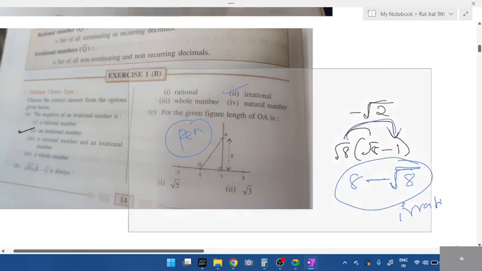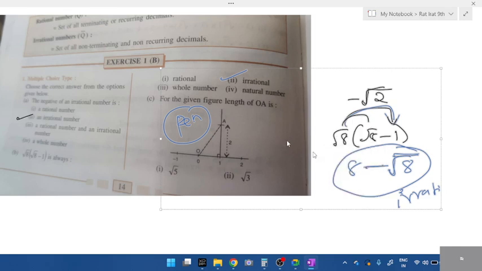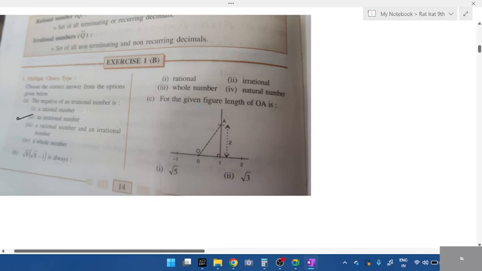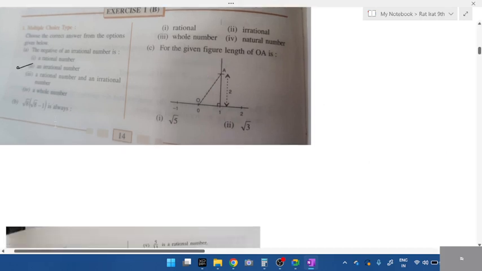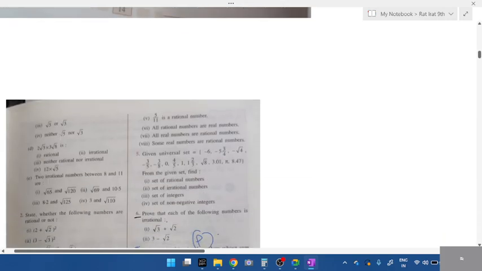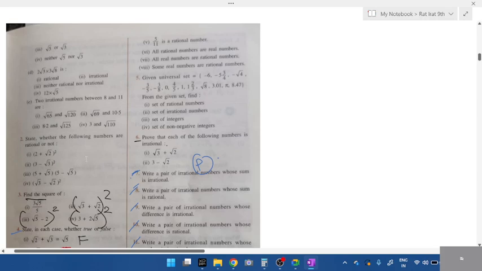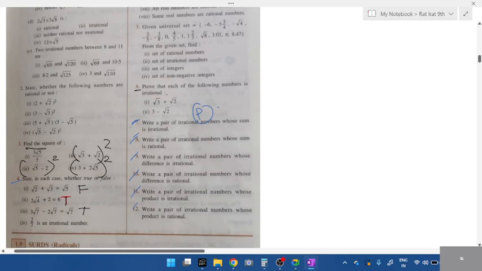Look at the second exercise. In the second exercise, second question C, I kept it pending. Apart from that, I told you what is rational and irrational. Root 8 is irrational. Okay, go through all this. Practice all this.